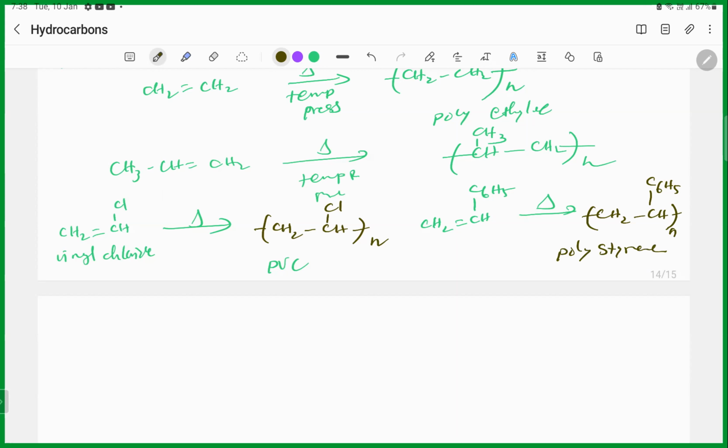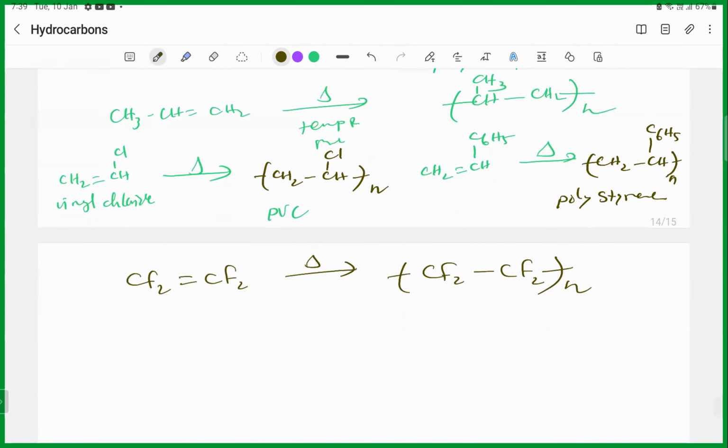And then if you have Teflon monomer, CF2 double bond CF2, under heat and pressure you will get CF2 single bond CF2, n times. This is called polytetrafluoroethylene. Okay, Teflon. This is the Teflon we are using.